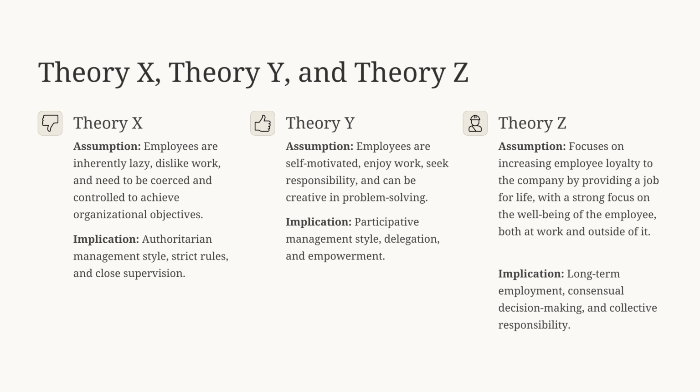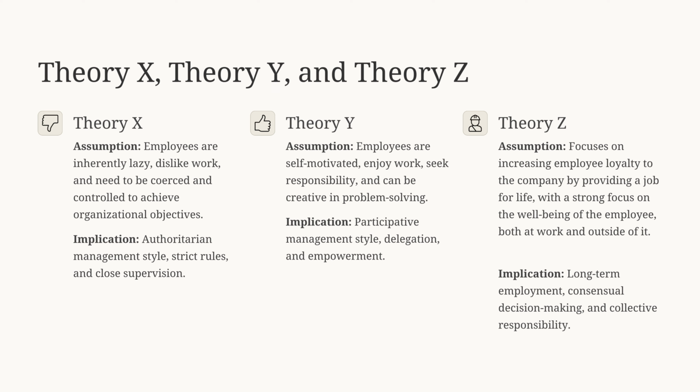Theory X assumption: employees are inherently lazy, dislike work, and need to be coerced and controlled to achieve organizational objectives. Theory Y assumption: employees are self-motivated, enjoy work, seek responsibility, and can be creative in problem-solving. Theory Z assumption: focuses on increasing employee loyalty to the company by providing a job for life, with a strong focus on the well-being of the employee, both at work and outside of it.